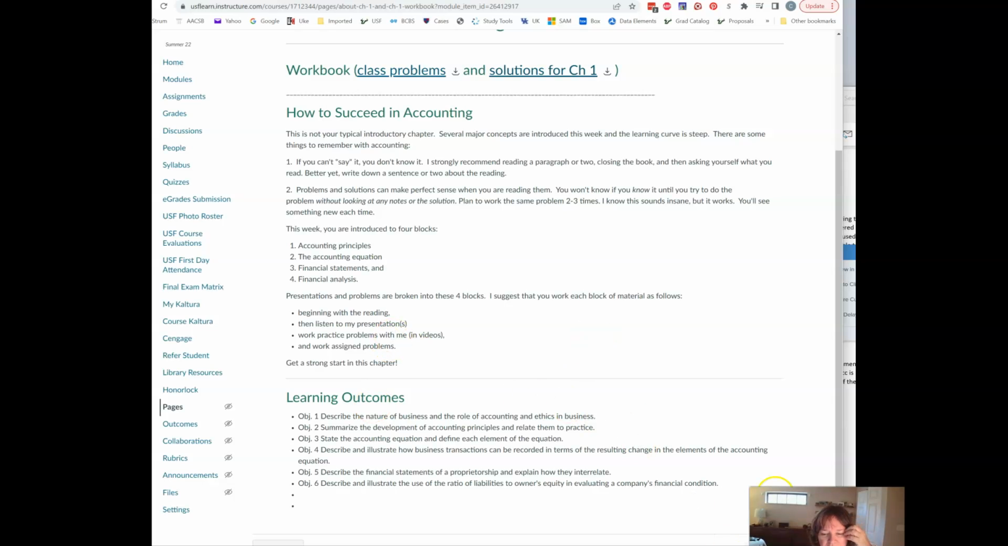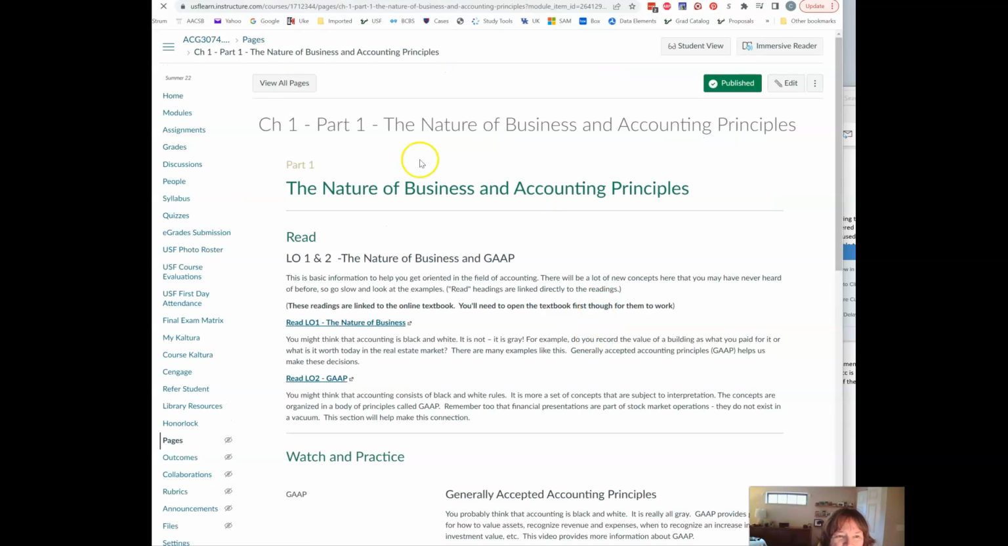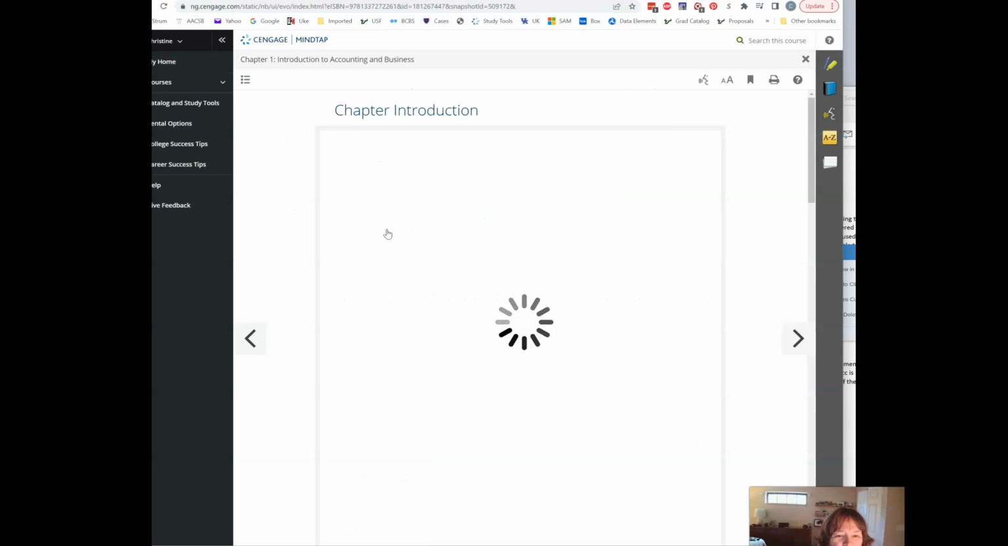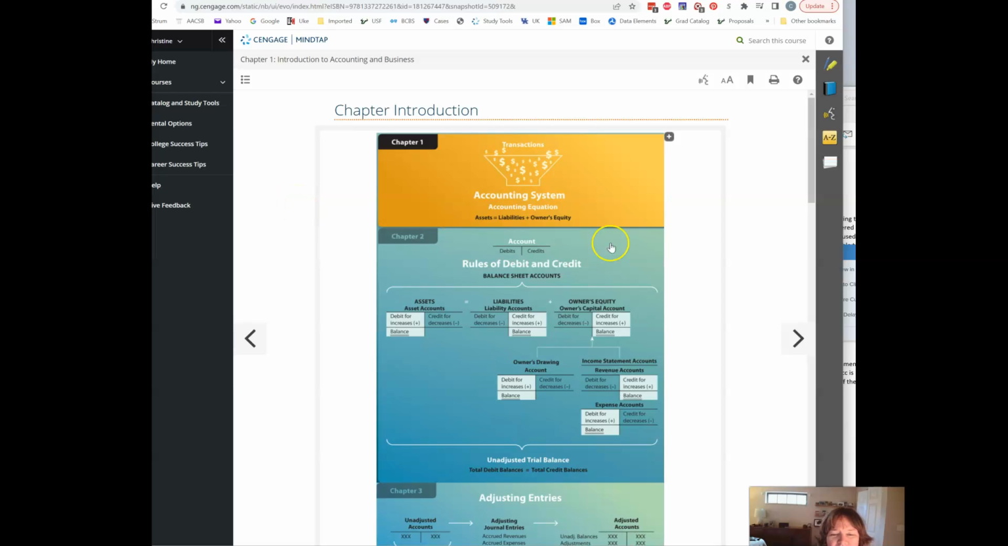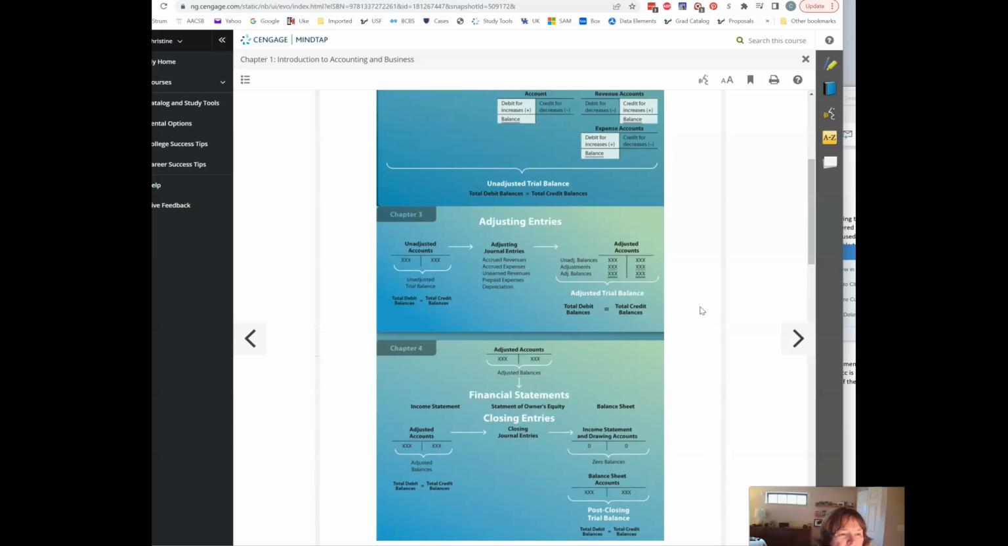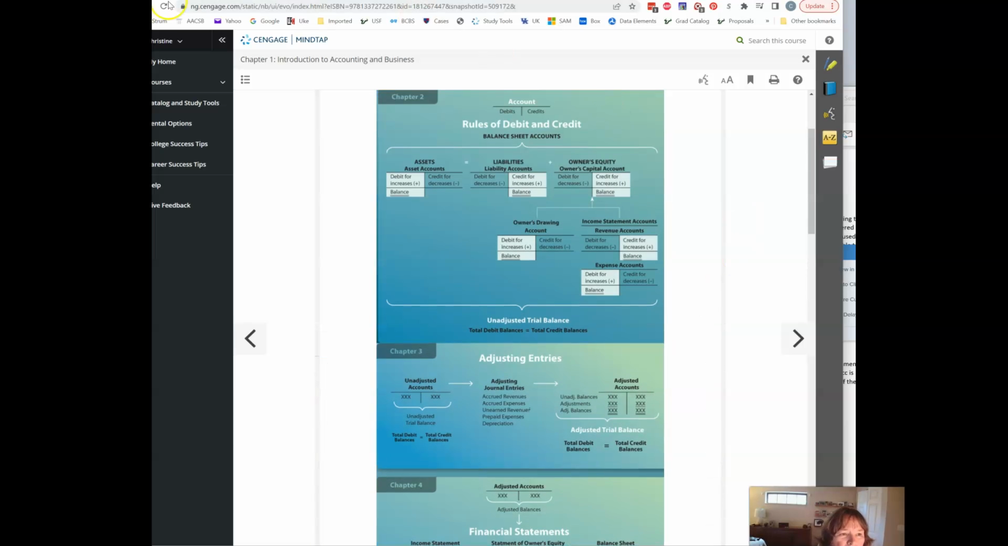So if we go to the next page, let's see. Here's the first section, the nature of business and accounting principles. There'll be a section for you here to read. And this will take you directly to the textbook. Okay, so if I click this, it'll take you exactly to what I'd like you to read. Okay, so that's pretty nice. They did a good job on all this. That's good. Let's go back here.